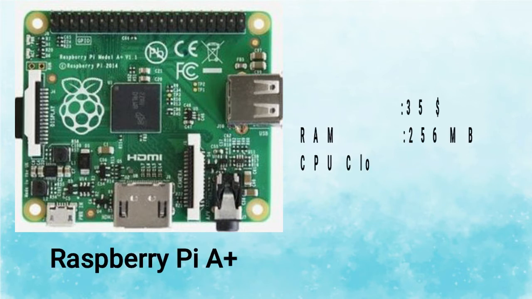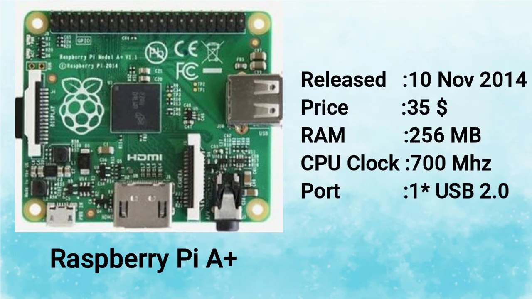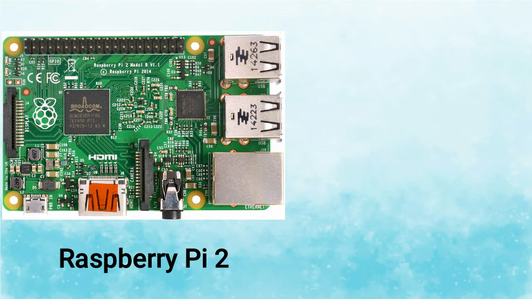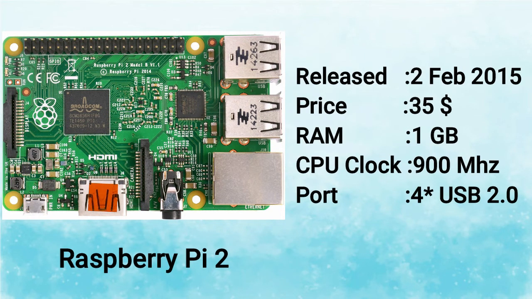Next version is Raspberry Pi A+. It was released on 10 November 2014. It has 256 MB RAM, clock speed 700 MHz, and 1 USB port. Next version is Raspberry Pi 2. It was released on 2 February 2015. It has 1GB RAM, 900 MHz clock speed, and 4 USB 2.0 ports.